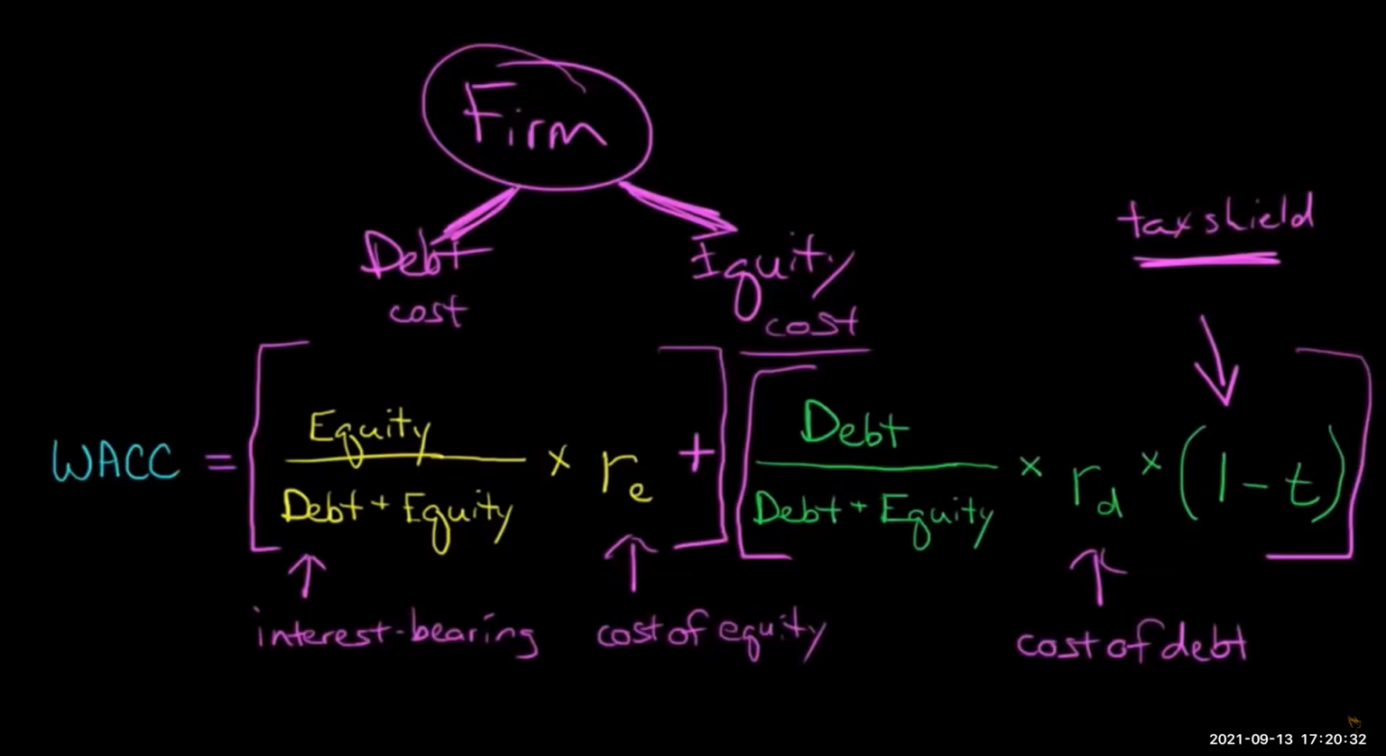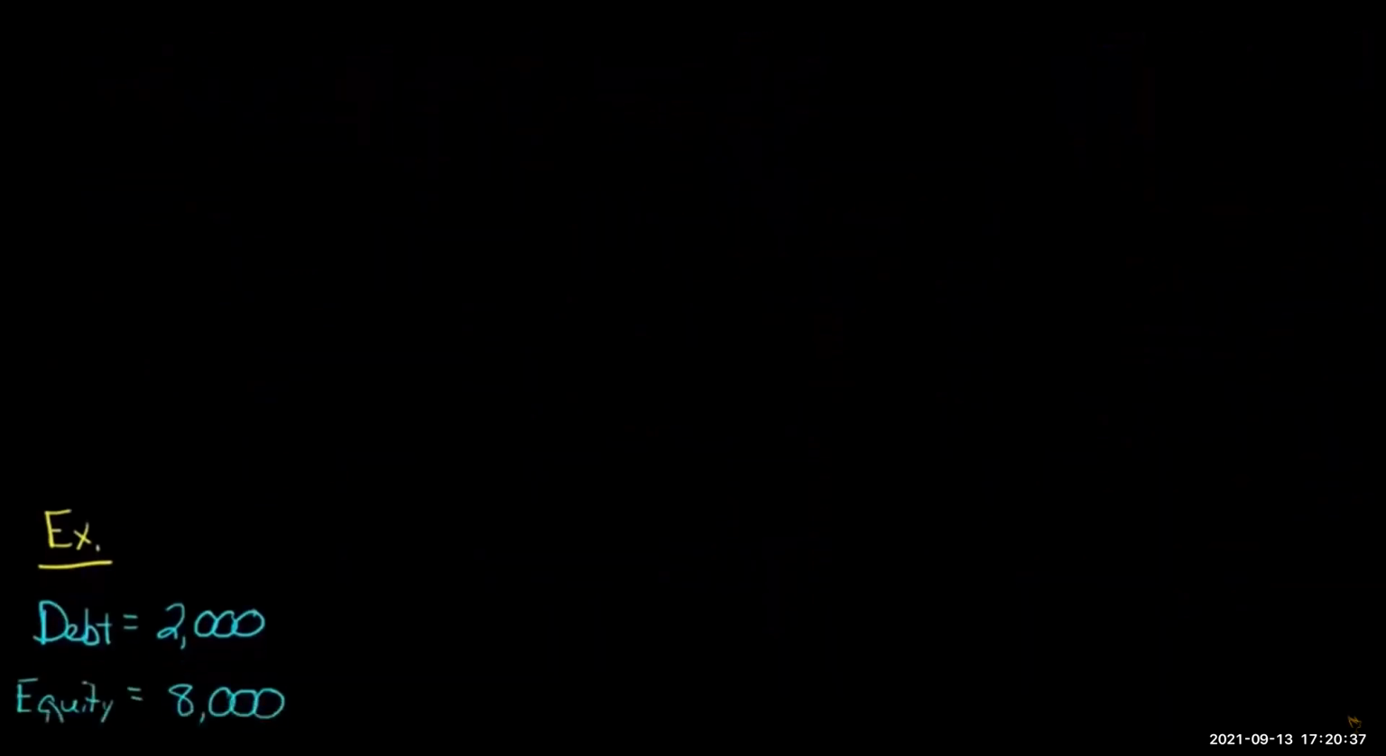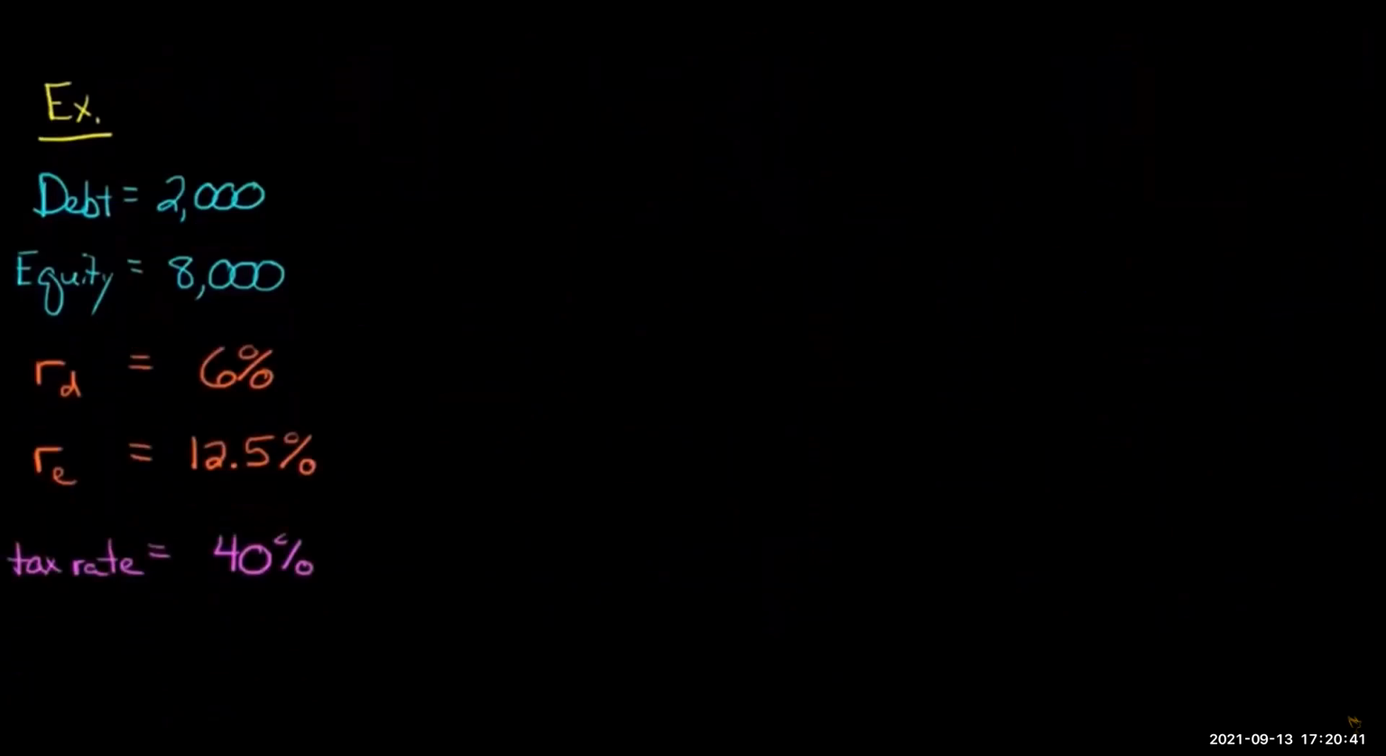So let's go ahead and work through an example, and I think you'll find it to be a lot easier when we do that. We've got an example where you start a firm by borrowing $2,000 from the bank, and the bank's going to charge you 6% interest. Then you put up some of your own money, some equity of $8,000. Calculating the cost of equity is a whole other video. You can use things like the capital asset pricing model.